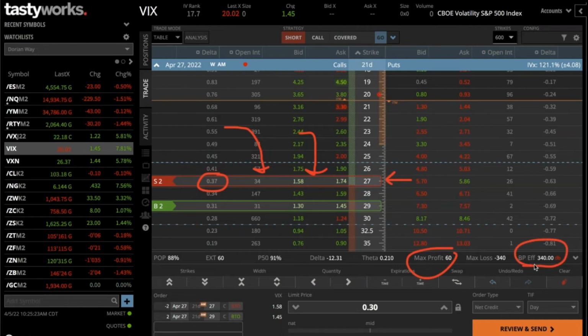But that $60 is based on 21 days, and 60 divided by 340 is 17.6%. So this is a really good return on your capital. It's not that standard 100 that we like at least, but this is a good trade in my opinion. A little bit more risky than that RTY, a little bit more risky than that NQ trade that we just did, but this is attractive.